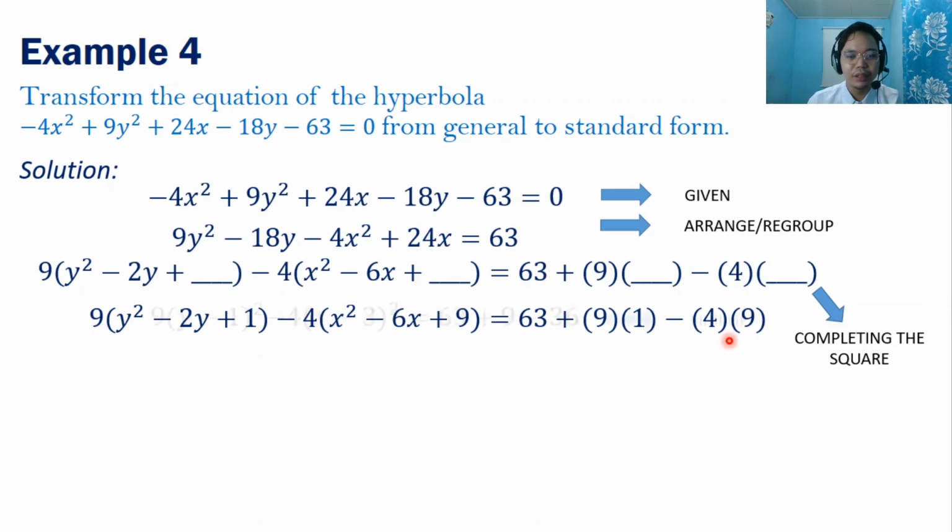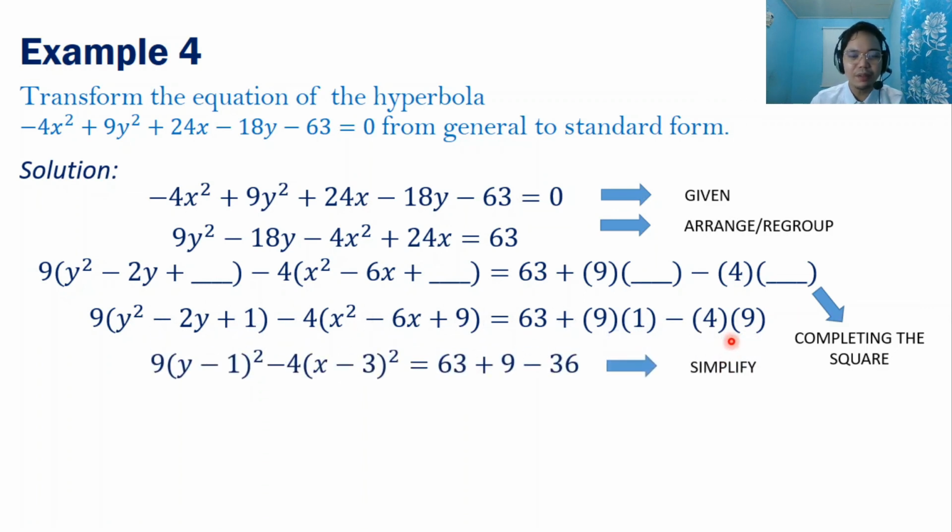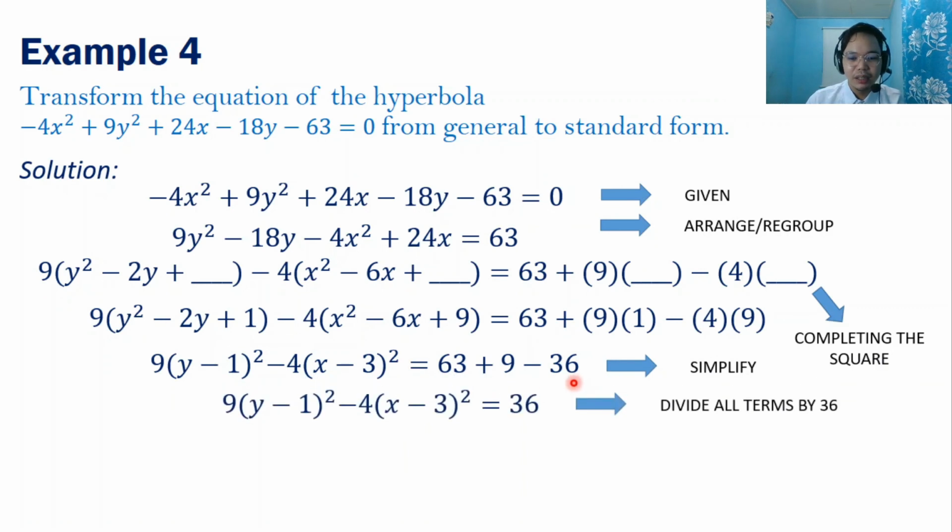Here. Then, simplify. We have 9(y - 1)² - 4(x - 3)² equals, so 9 times 1 is 9, then 4 times 9 is 36. So, we have 63 + 9 - 36. Then, simplify ulit natin yung nasa right side. So, we have 9(y - 1)² - 4(x - 3)² = 36.